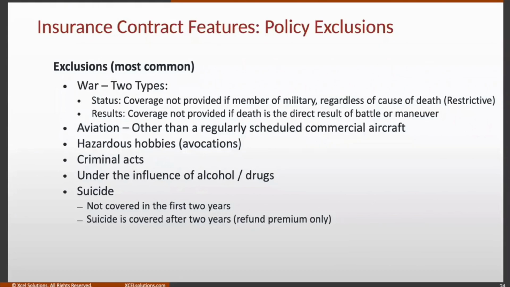Also, death due to suicide: they will not cover it if the person commits suicide in the first 2 years from taking out the contract. So suicide is definitely not covered in the first 2 years from the issue date of any life insurance policy. Suicide is generally covered after those 2 years, but if they do cover it, they will pay out the death benefit. And if they choose not to, the most that will be received is a refund of premium only.